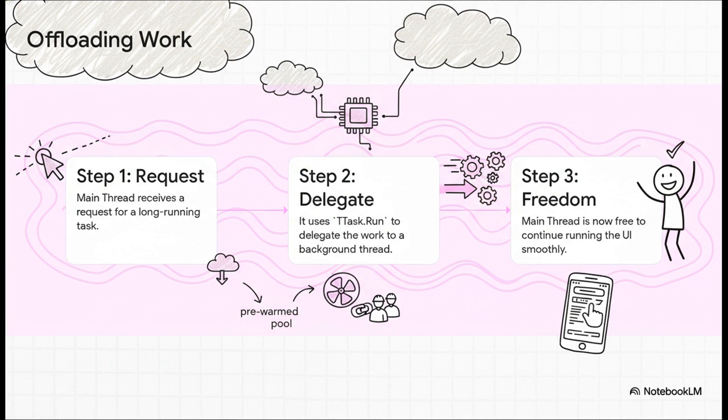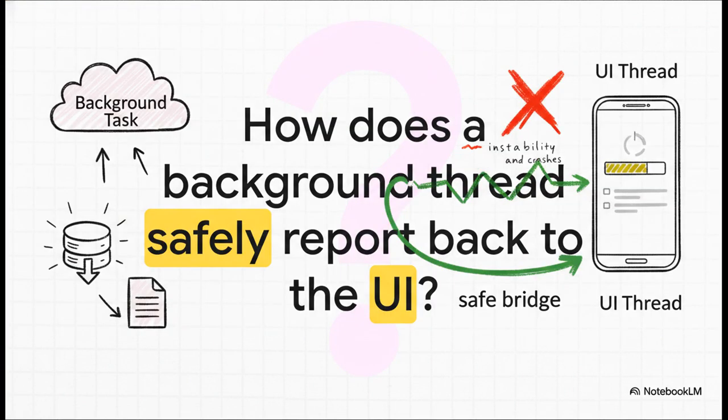It immediately returns control to the user, keeping the app perfectly responsive, ready for the next tap or scroll. And right here, this is the most critical question in this entire process. So our background task is finished, it's downloaded the file, it's fetched the data from the database. Now it needs to tell the UI what happened. It needs to update a progress bar or fill a list with the new data.